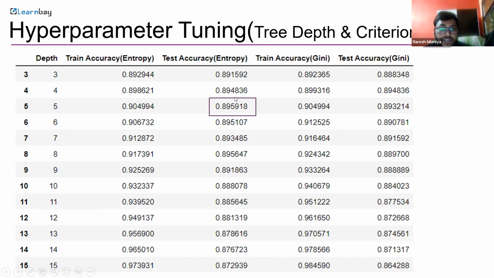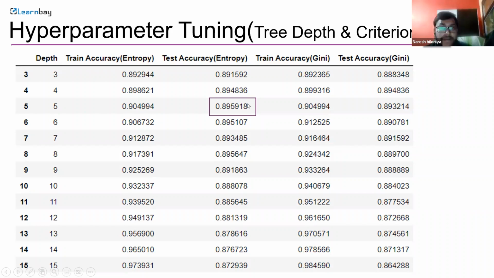So we can see that for test accuracy, we have the highest accuracy at depth 5, and the criterion is entropy. So we took maximum depth 5 and criterion equal to entropy.